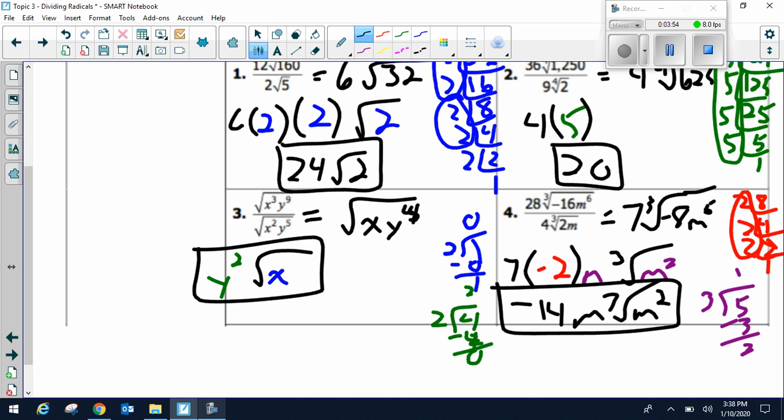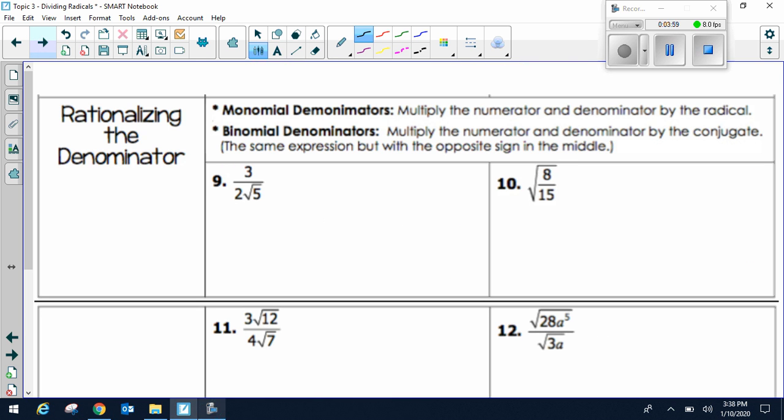But that's all if they all divide nice and evenly. Sometimes they don't. And if they don't, you have to do this thing called rationalizing the denominator. Here's how it works. Whatever the index is, that tells you how many of that thing you need. So if the index is 3, that means I need 3 A's. If the index is 5, I need 5 A's, and so on and so forth. In this case, the index is 2, so that means I need 2 5's. So what I'm going to do is multiply by the square root of 5, because now I have 2 5's that adds up to the index of 2.